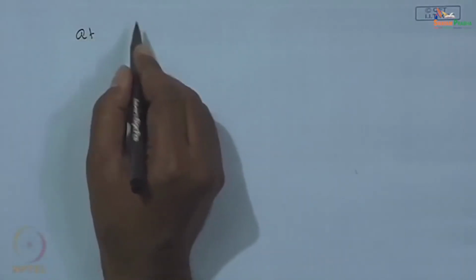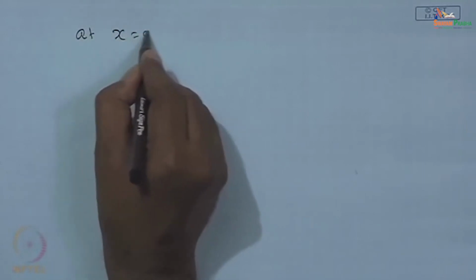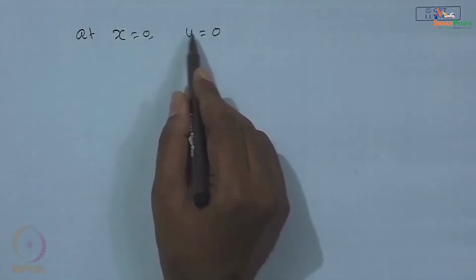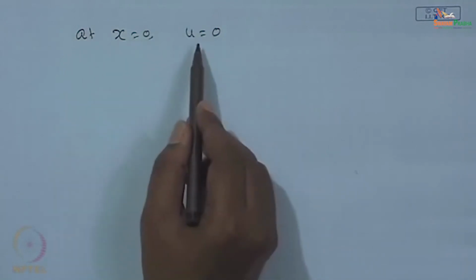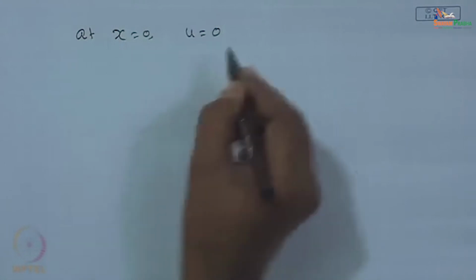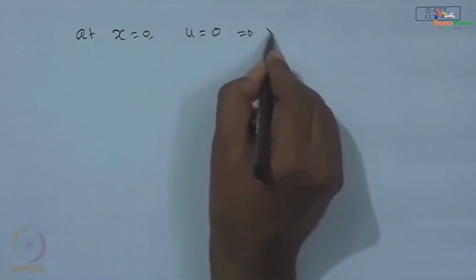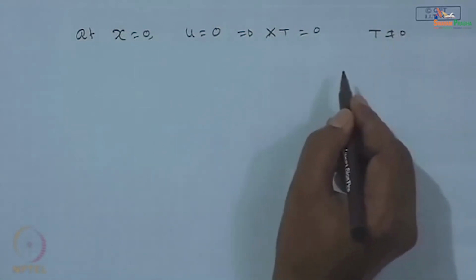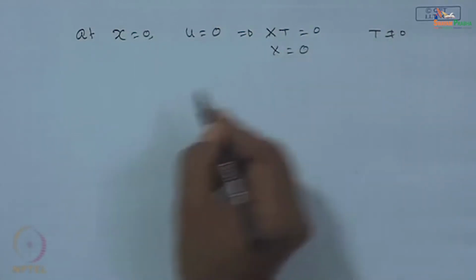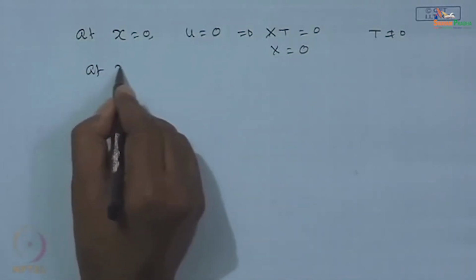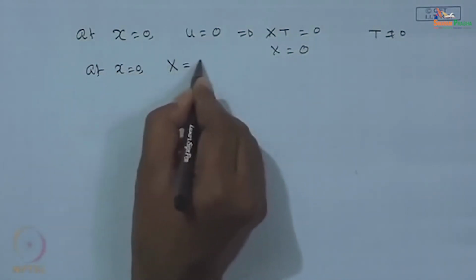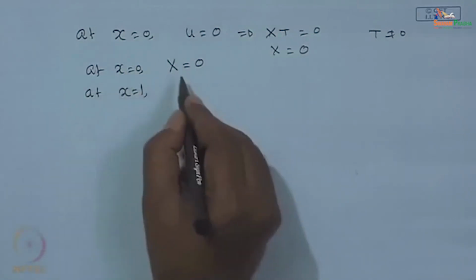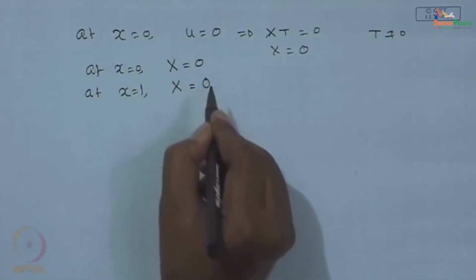In the original problem, the boundary condition was that at x is equal to 0, u was equal to 0. So, the space varying part must satisfy this boundary condition as well, because at x is equal to 0, u is equal to 0, you just put X multiplied by T is equal to 0, and T is not equal to 0, otherwise it becomes a trivial solution. This simply indicates X is equal to 0. So, at small x is equal to 0, our capital X is equal to 0. Similarly, at small x is equal to 1, we have our capital X also equal to 0.